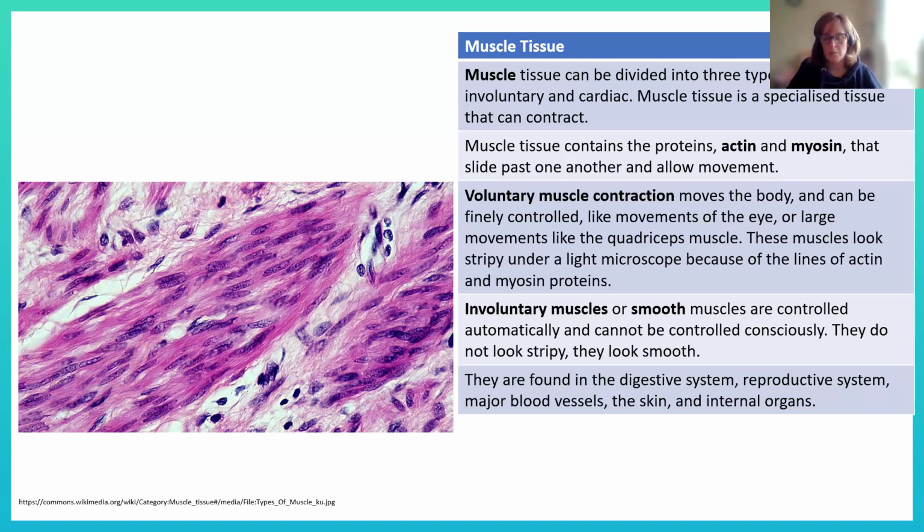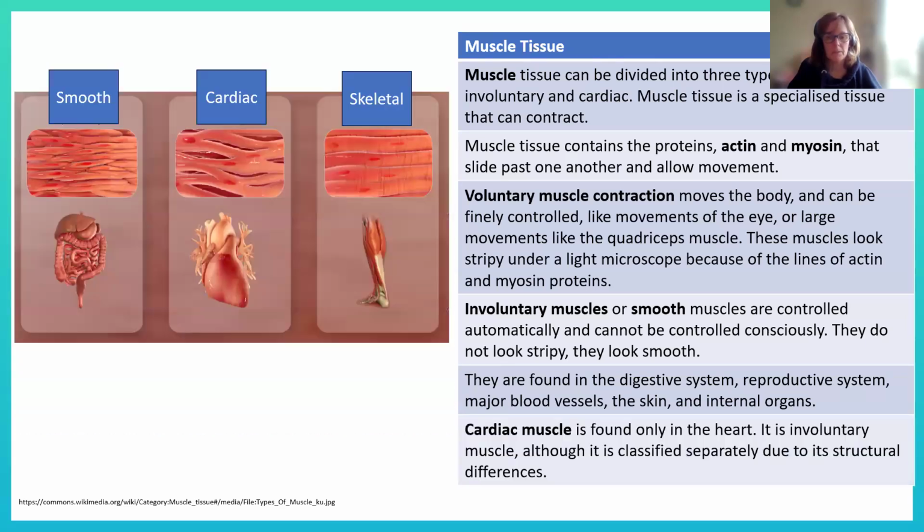So that's really good. It means we can increase blood flow to certain areas, and that helps us to cool down our blood if we get too hot, for example. That's why we get red when we get hot, because we increase the blood flow to our skin using these involuntary muscles. And then we've got the cardiac muscle. That's only found in the heart. It's very specialized.